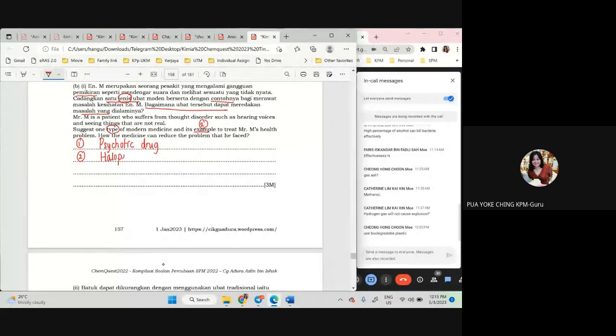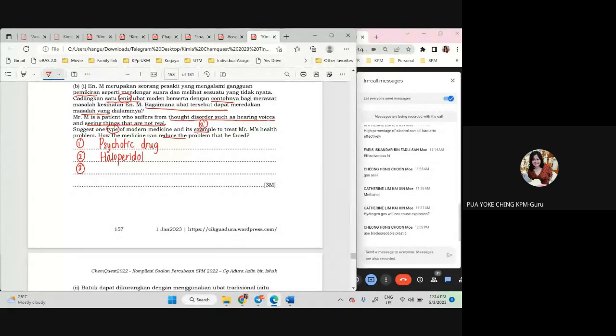So that's why you tengok soalan dia boleh very specific. Kalau soalan ini keluar dalam question 1 and 2, it will not ask you like this. It only asks you what is the type. Okay, number 3. How can it reduce? Okay, so dia punya masalah is thought disorder such as hearing voices and seeing things that are not real.